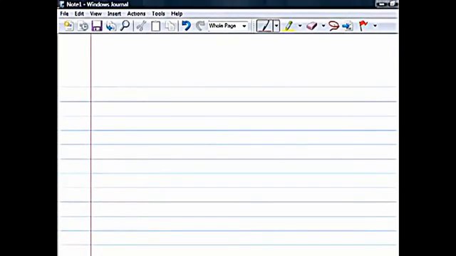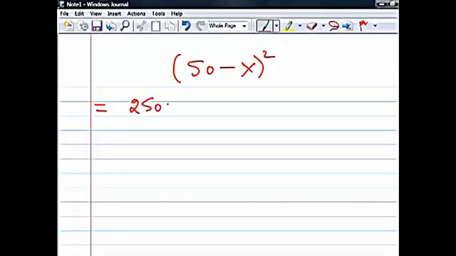With this formula, let's take an example. Suppose we have a number which is something like this: (50 minus x) whole square. So x can be 1, 2, 3, or any number. If I derive it, it will be 2500 plus x square minus 100x.